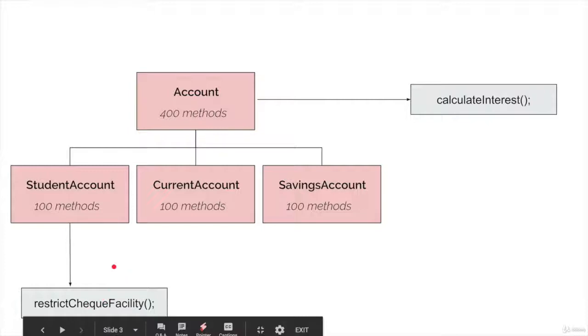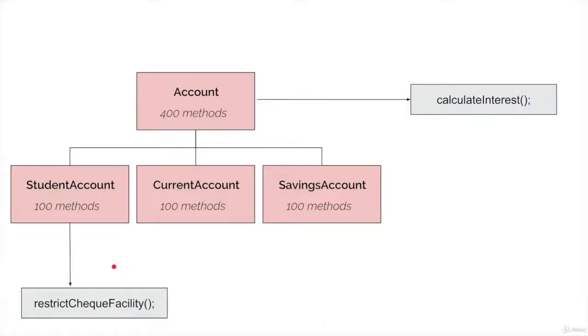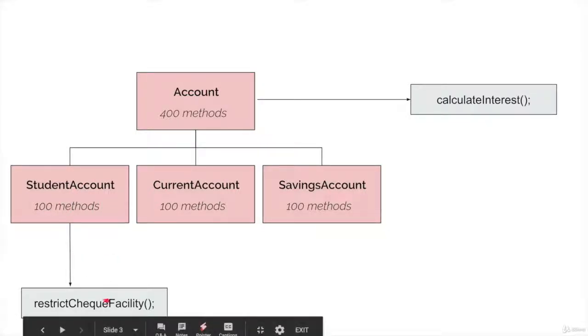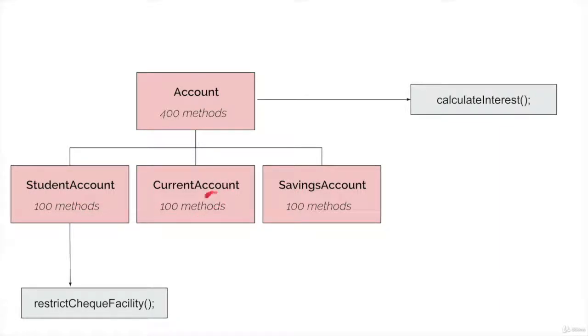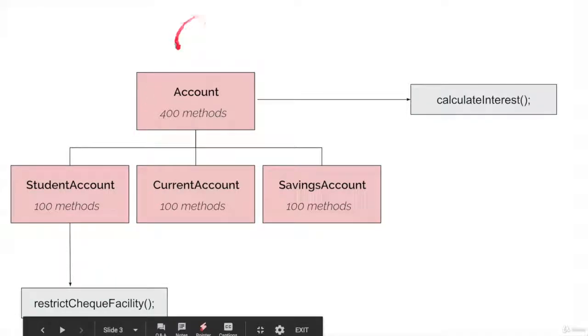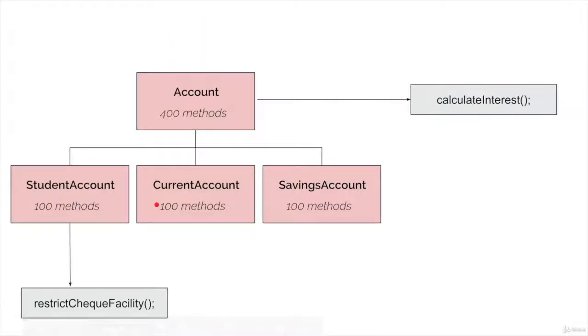For example, if your bank doesn't provide check facility to the student account, you can have the restrict check facility method in the student account, but check facility is applicable to current account and savings account, so you don't need to move this method to the parent class. So this is how you decide which method you should include in the parent class and which method you should have in the child class.